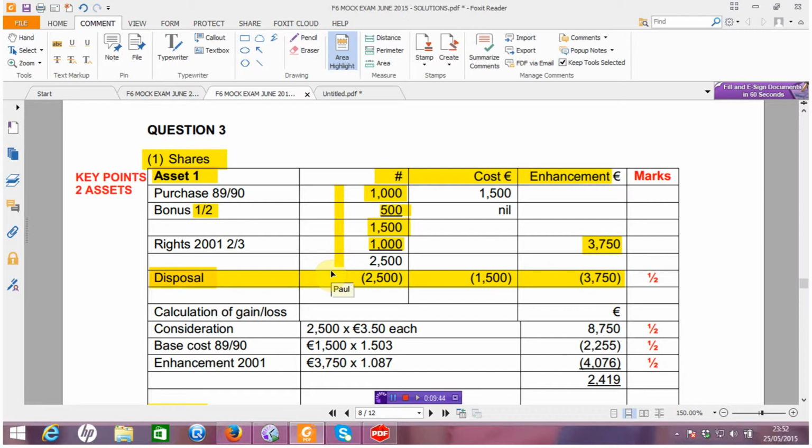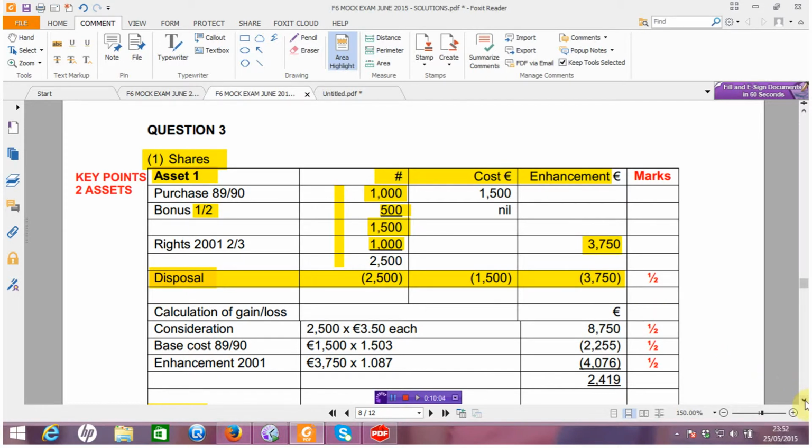Now, in terms of how we deal with that, really what we're looking to do is just extract everything from the pool. In this case, we're extracting 2,500. Obviously, because we're taking everything out, we're taking all of the cost and indeed all of the enhancement cost as well. So these are the figures that we'll be looking to take into our three-liner just below.